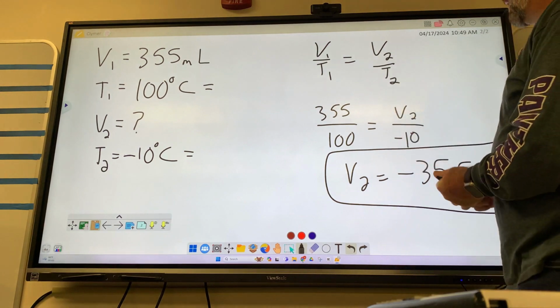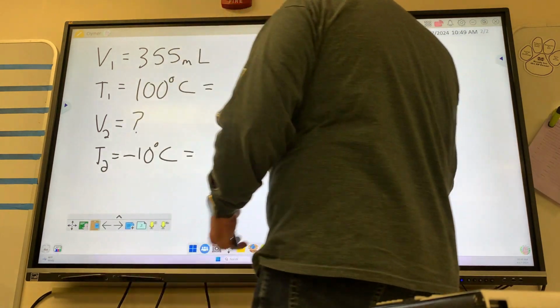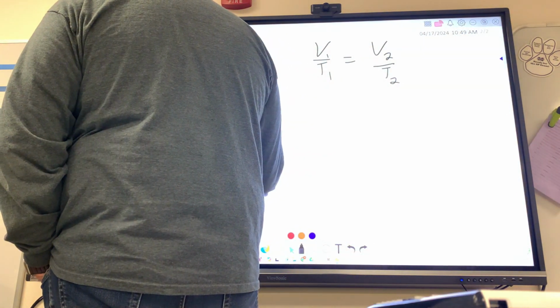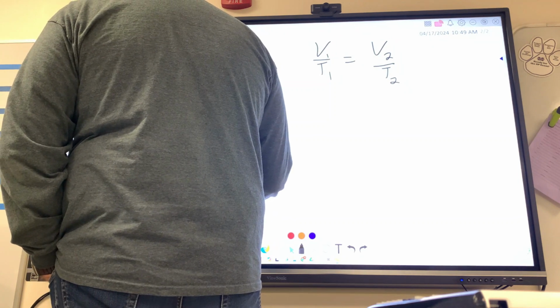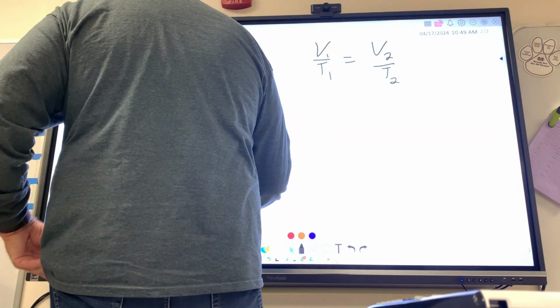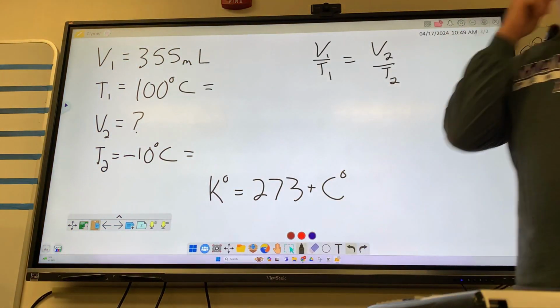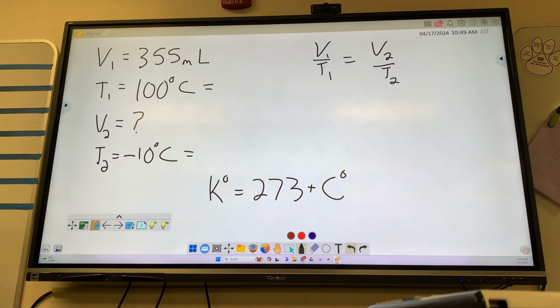All right, so now we can do this. We just have to convert. So you're going to want to write down the conversion from Celsius to Kelvin. So this is the equation you need for converting between Kelvin and Celsius temperature. So many equations indeed. They're all easy though. These are easy equations.